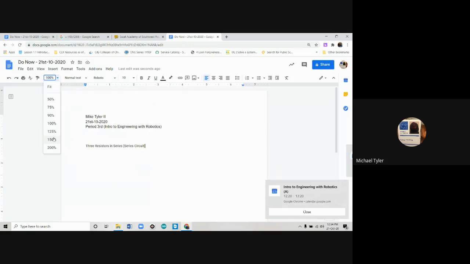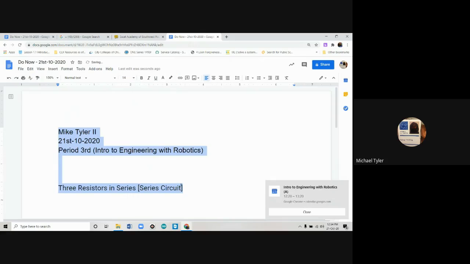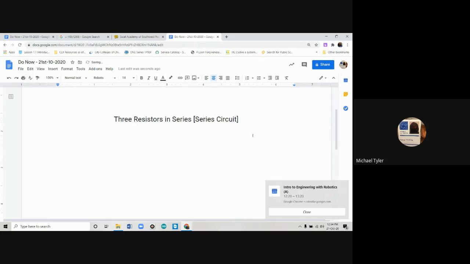Let me zoom in and make this a little bigger so you can see it. So the title goes right in the middle of the page. Okay. Now we need our exit slip, and this is where that term in the brackets comes into play. So exit slip is worth 25 points, right? It's always a deal.